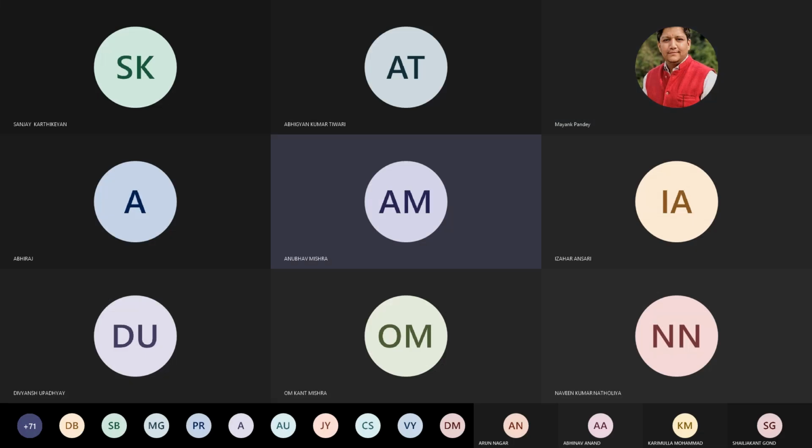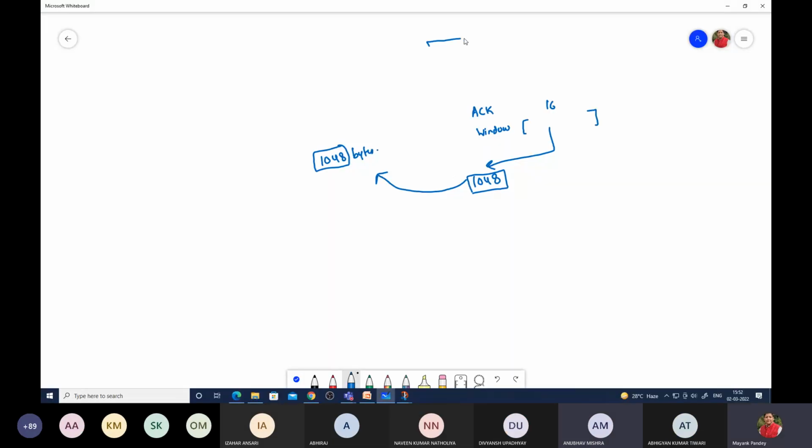Interpretation. Now at the time of SYN packet exchange, both parties can agree upon this window scaling option with the scale sizes can be decided. No, I'll not interpret it as 1048 bytes. I will interpret it as 1048 words, where each word is of 16 bytes.